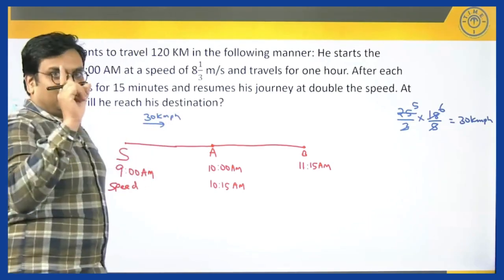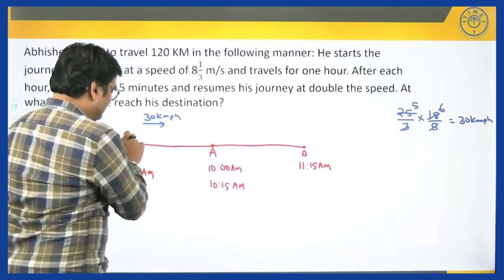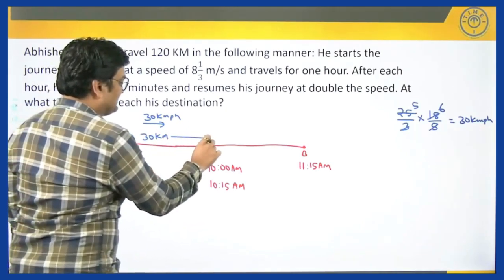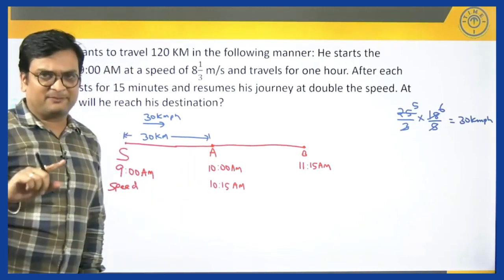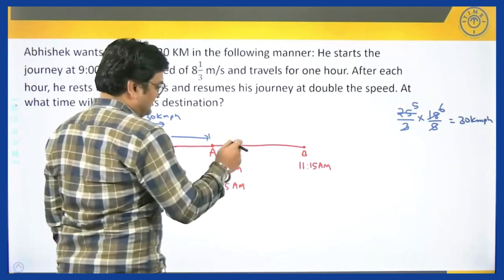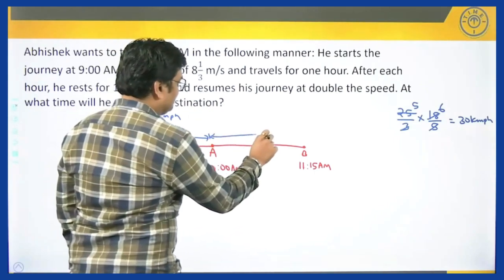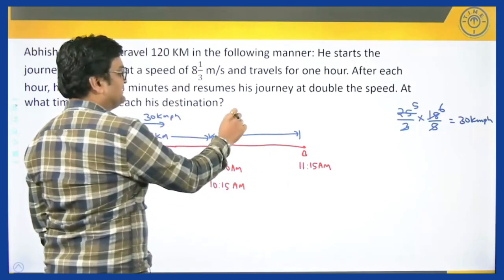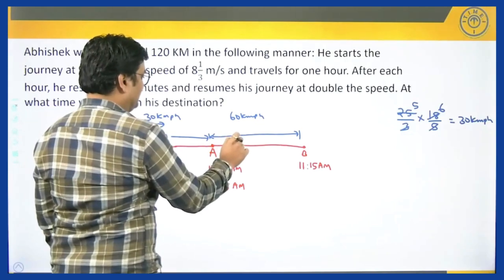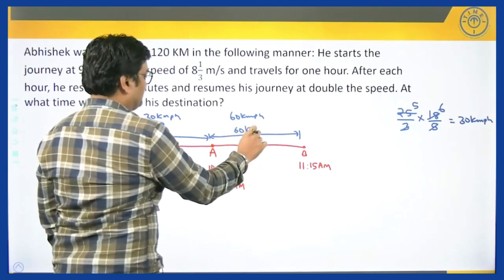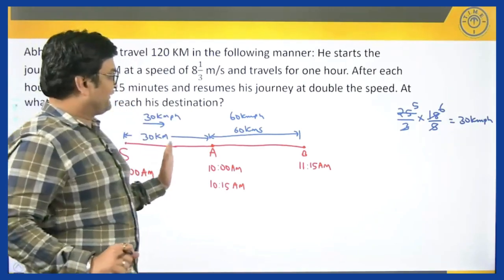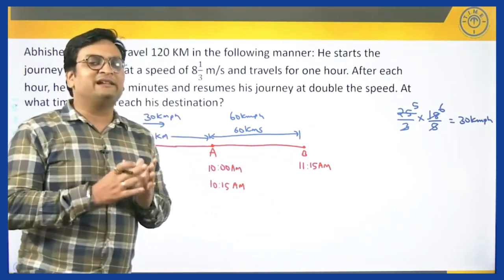He is traveling for 1 hour, so this distance travelled will be 30 kilometers. Speed into time: time is 1 hour, speed is 30 kmph, and the product of the two gives you the distance. Then he is halting for 15 minutes. Here, his speed will be double, so it will be 60 kmph. This distance travelled will be 60 kilometers, because here also he is travelling for only 1 hour. So, overall from S to B, he has already travelled 90 kilometers.